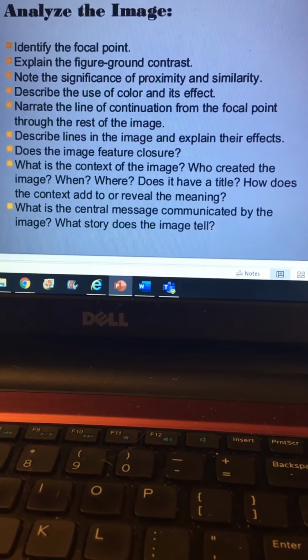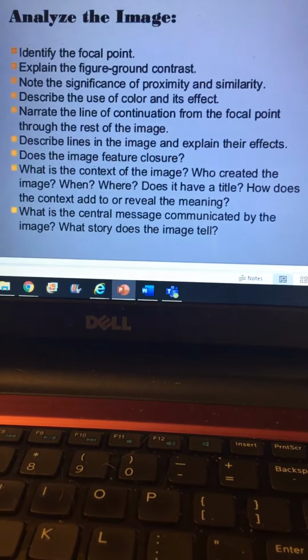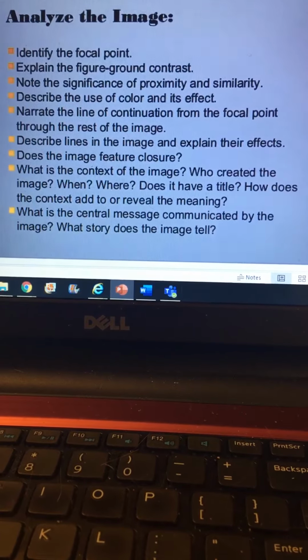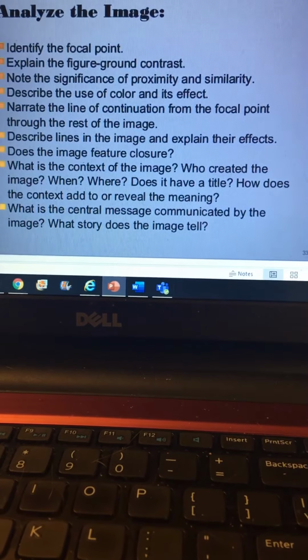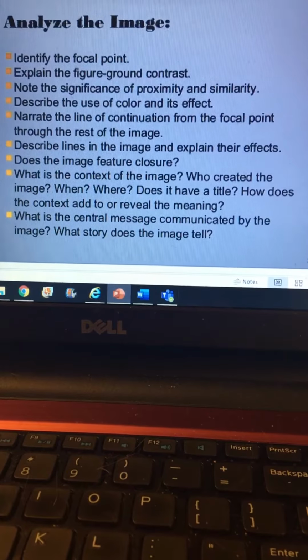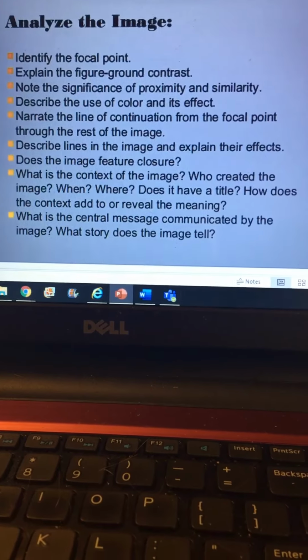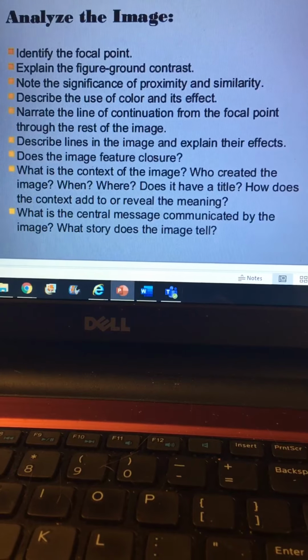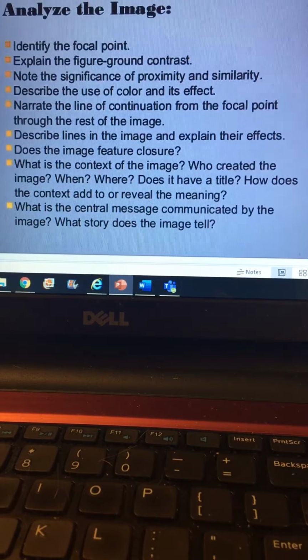Does the image feature any closure? Are you left with questions like, what is this saying? What is going to happen to these characters after this little scene in this painting? What is happening to answer any questions about what the future has in store? Sort of like right now, we don't have closure on what's going on in our lives because we don't know what's going on with this pandemic as of yet.